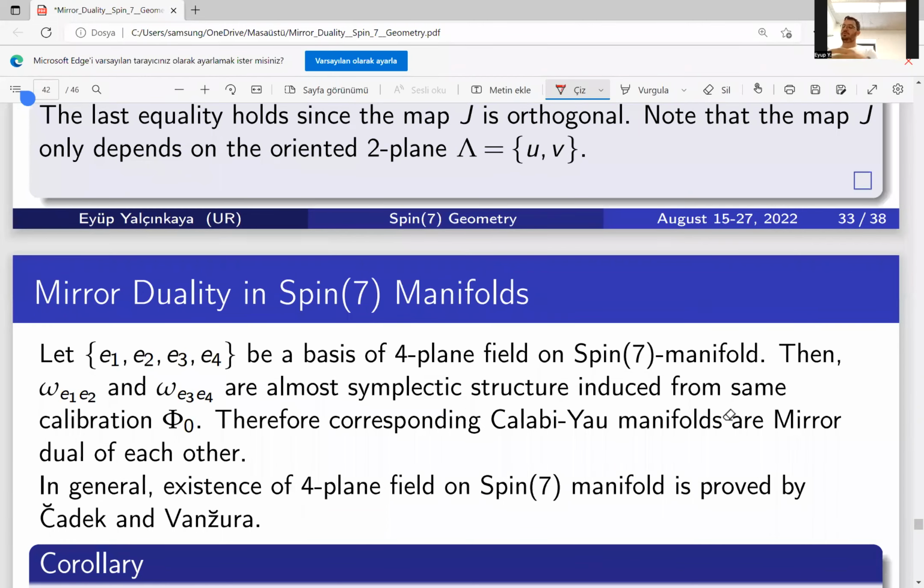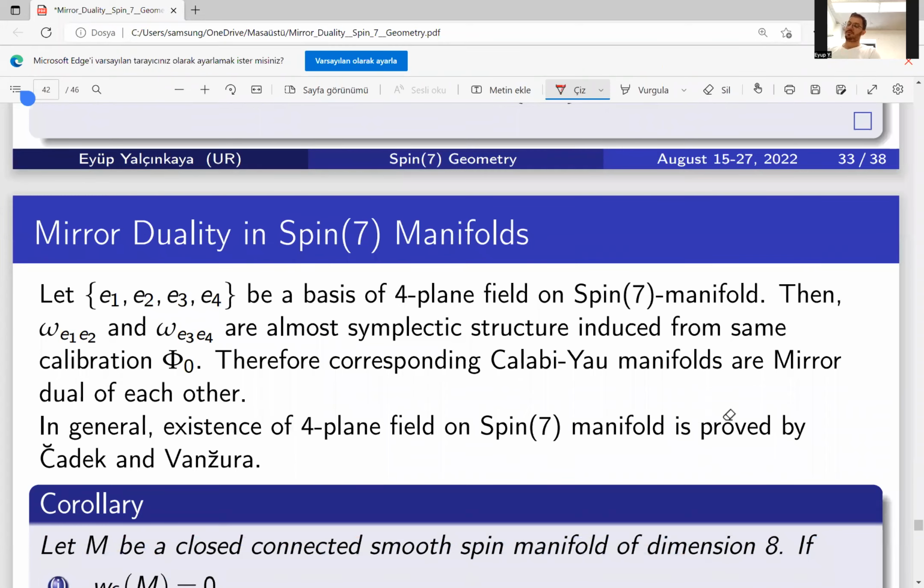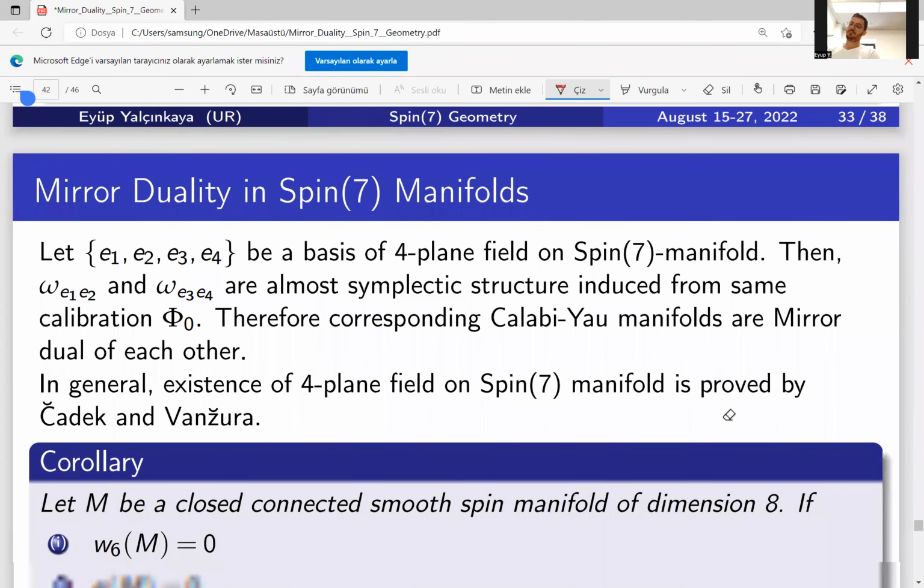What did I do about this part? The mirror duality of spin 7 manifolds. Actually, I wonder, can we find the Calabi-Yau manifold in a spin 7 structure? I started with the four plane. Again, the same thing: can we find four different vector fields defined on your spaces?